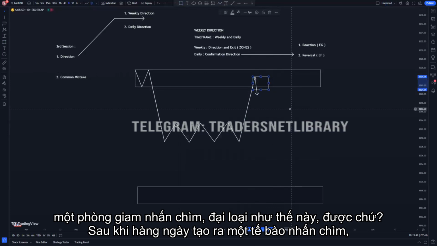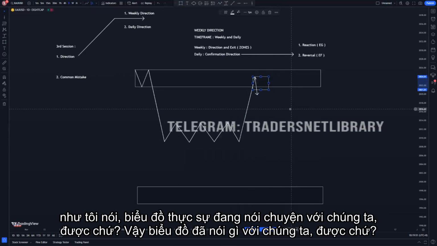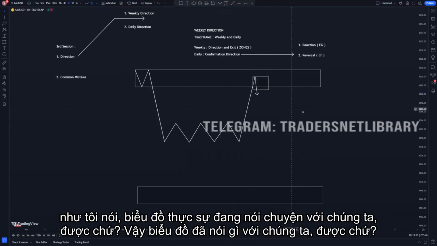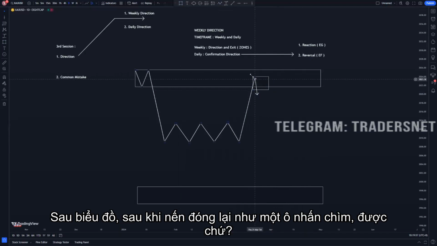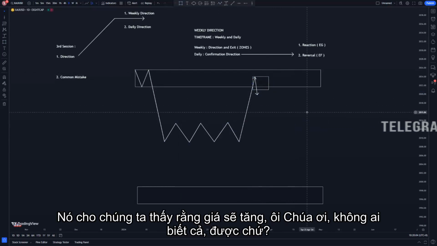After the daily creates an engulfing sell, like I said, the chart is actually talking to us. So what the chart says to us after the candle closed as an engulfing sell is that the price is going to, oh my God.